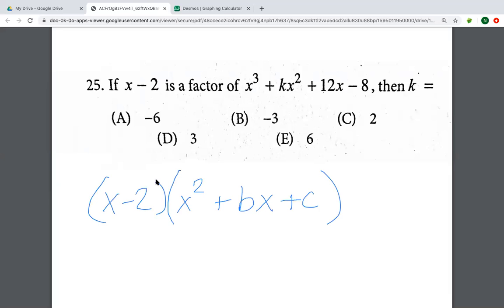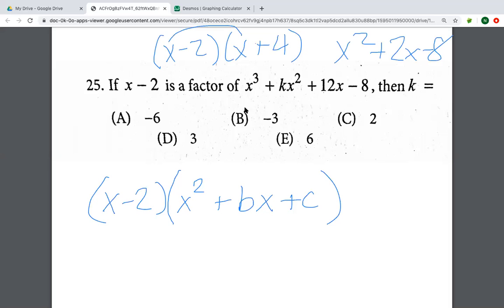Does that make sense, how I knew that it was going to be an x squared in the second one? Not quite. So think about if you have x minus 2 times x plus 4, when we multiply it out, these first two, we get x squared, right? Right. Okay, so those are factors of x squared plus 2x minus 8.